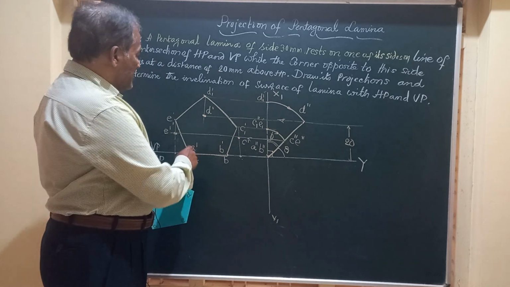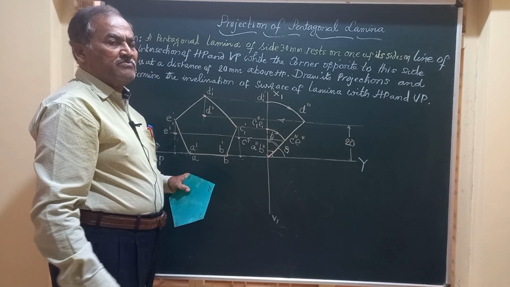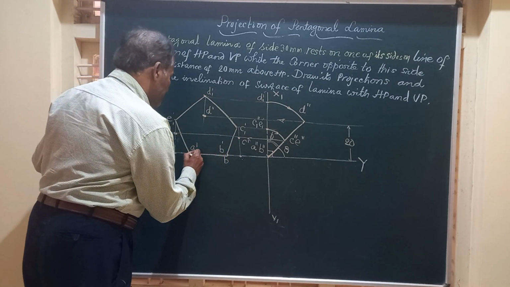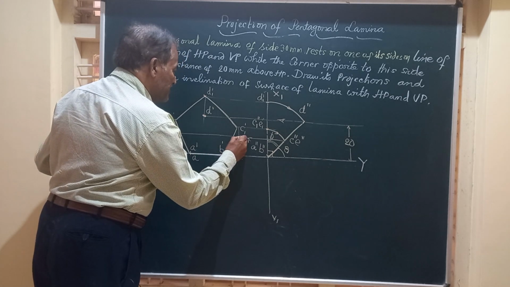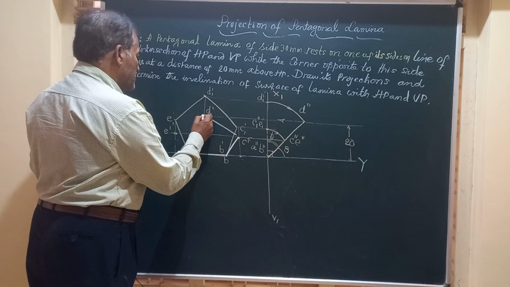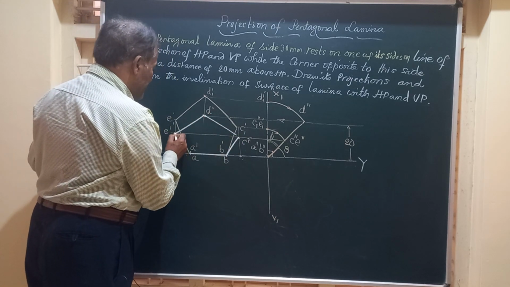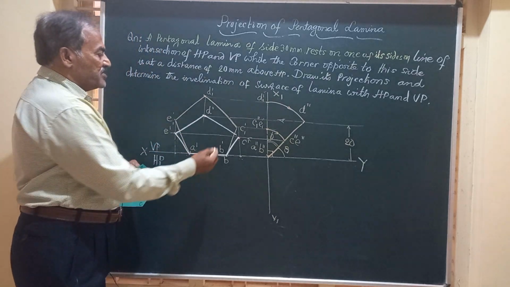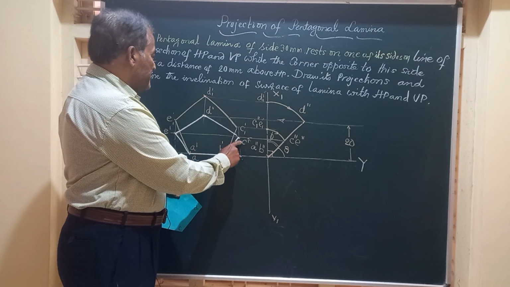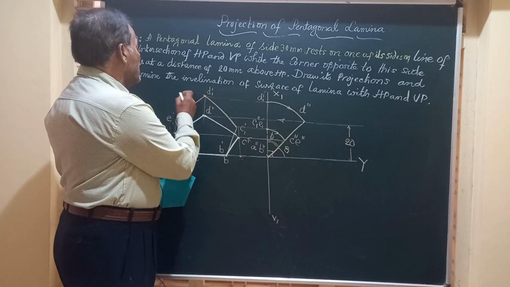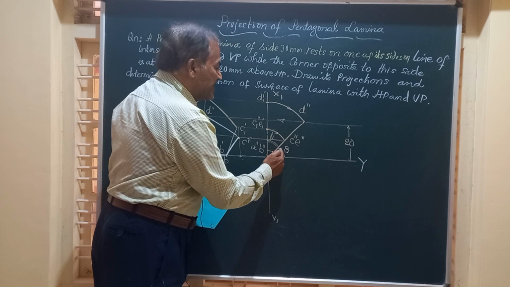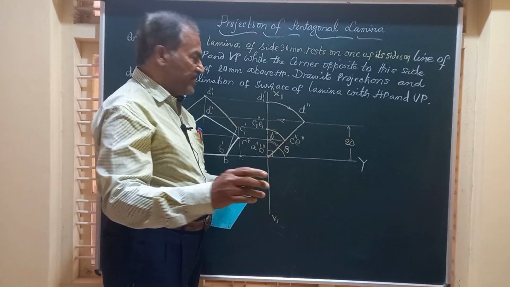Finally, friends, you got this A dash, B dash. Its position is fixed because it has to be on XY. So I am going to join these A and B. So join A dash, B dash, B dash, C dash, D dash, C dash, D dash, E dash, finally E dash, A dash. Friends, this figure, the distorted pentagon A dash, B dash, C dash, D dash, E dash, will give you the final front view of the lamina. Then this line inclined at theta with the horizontal will give you the final side view.